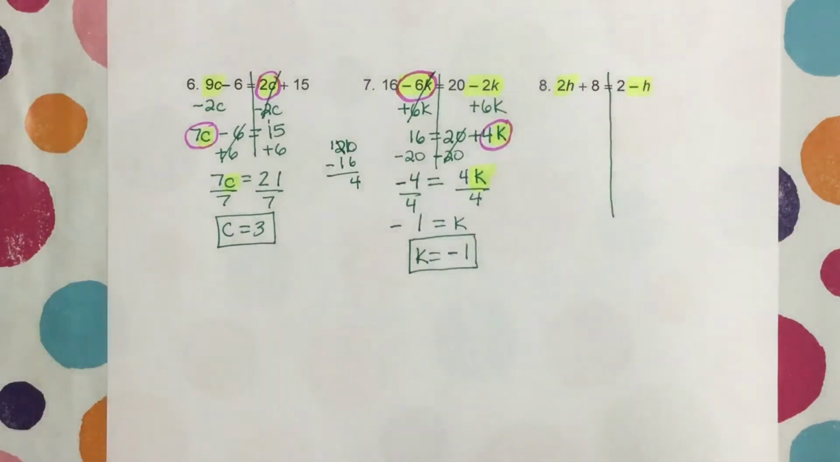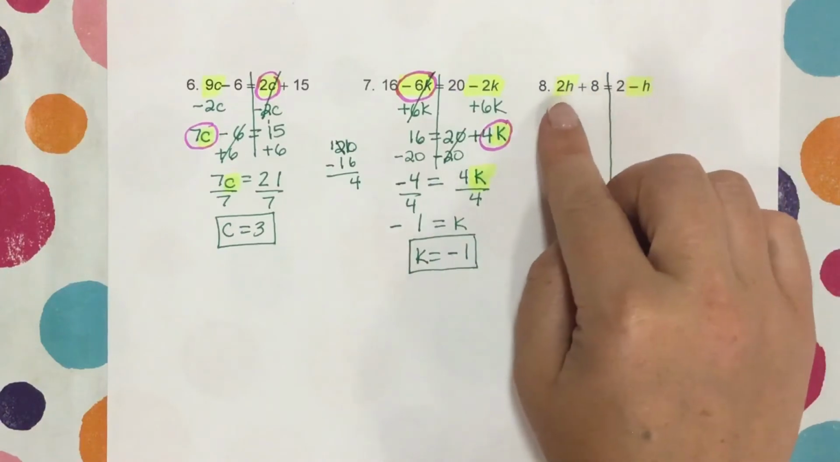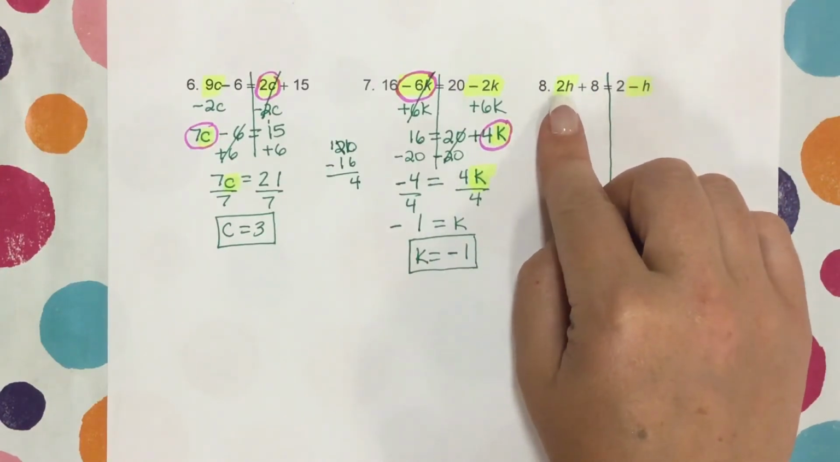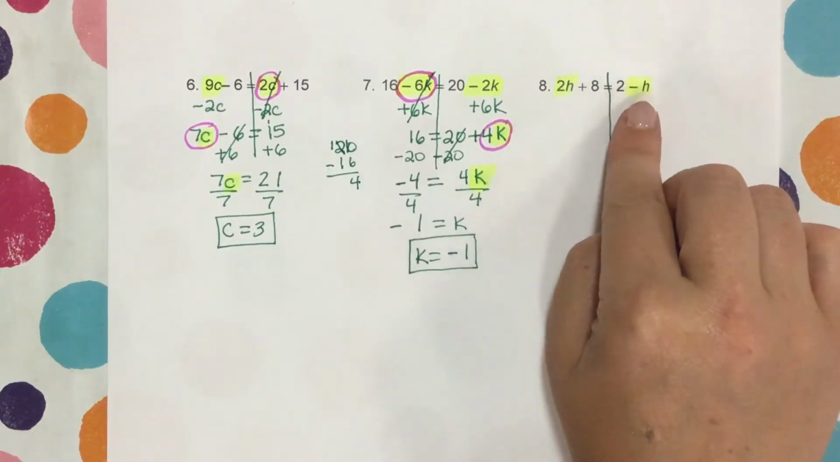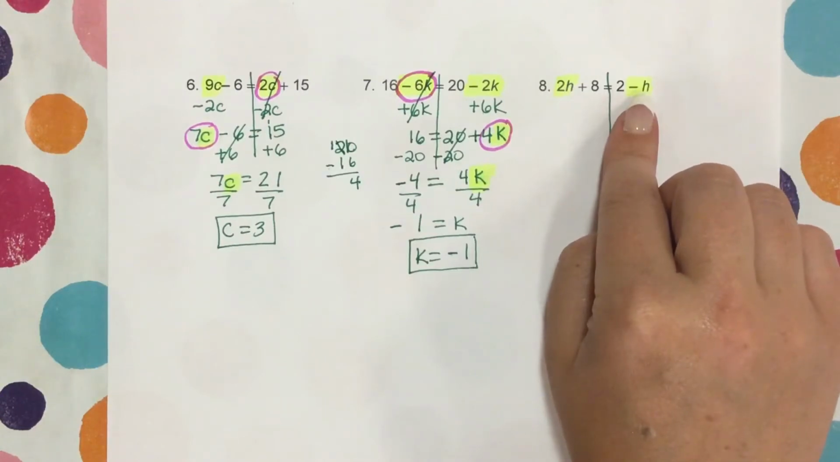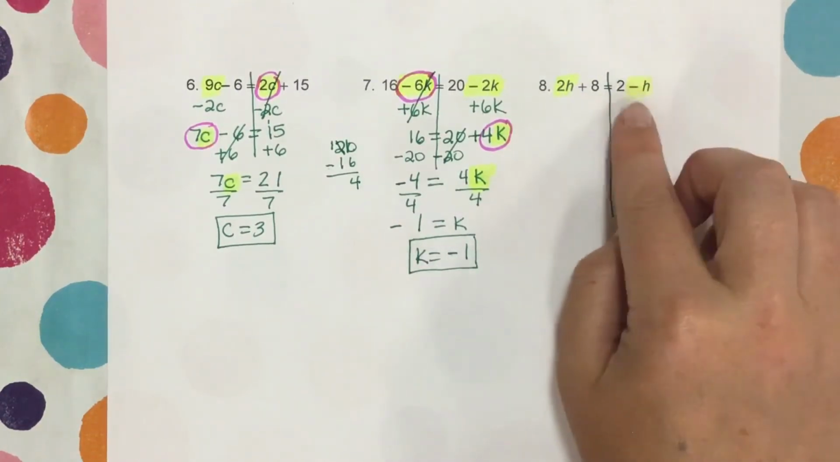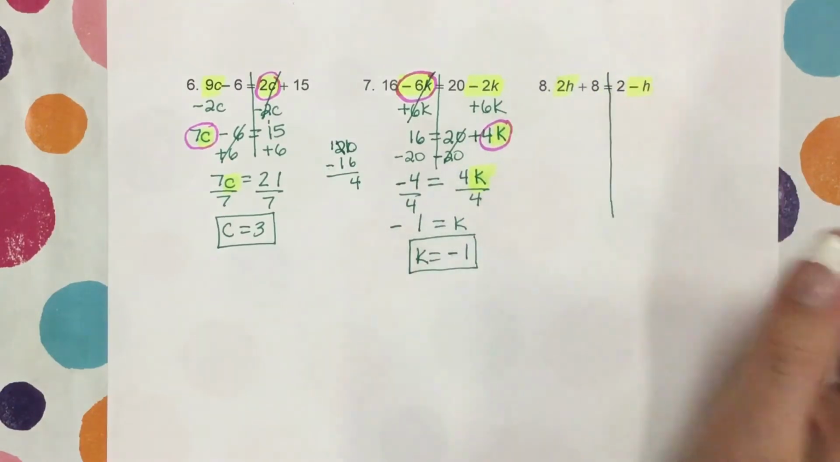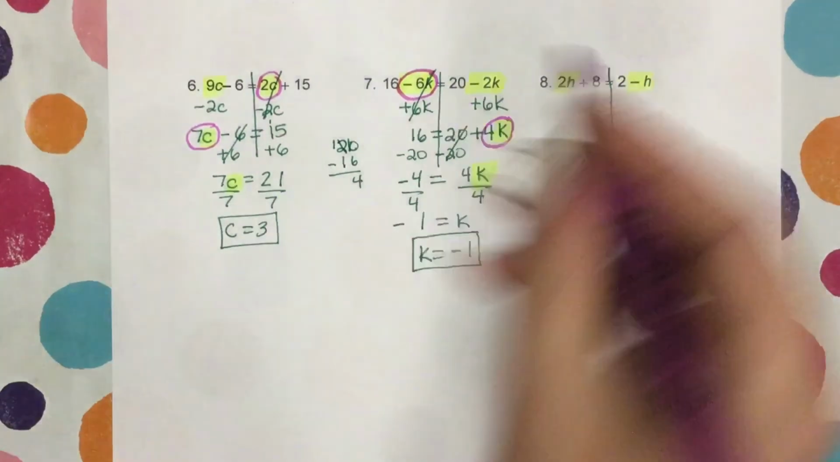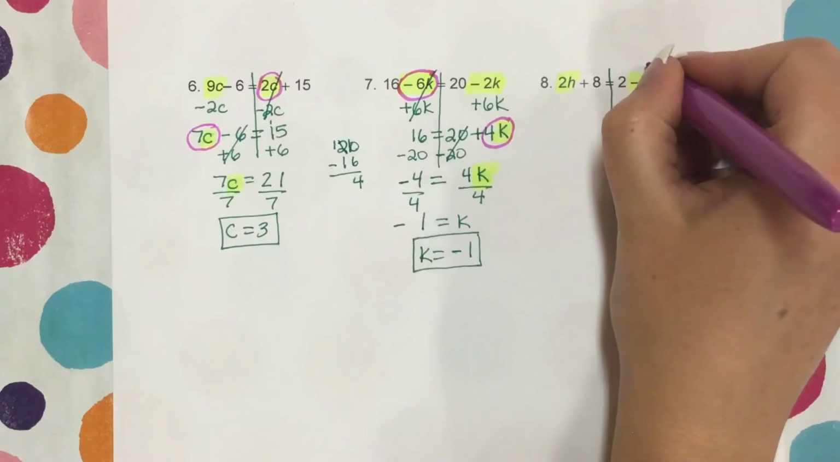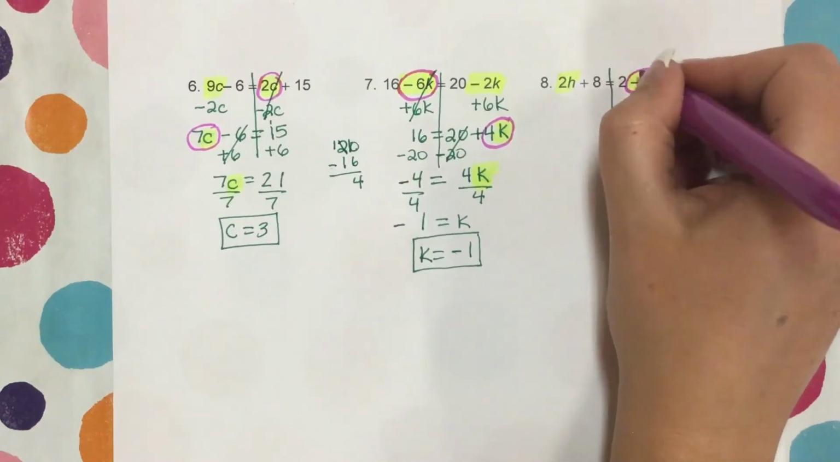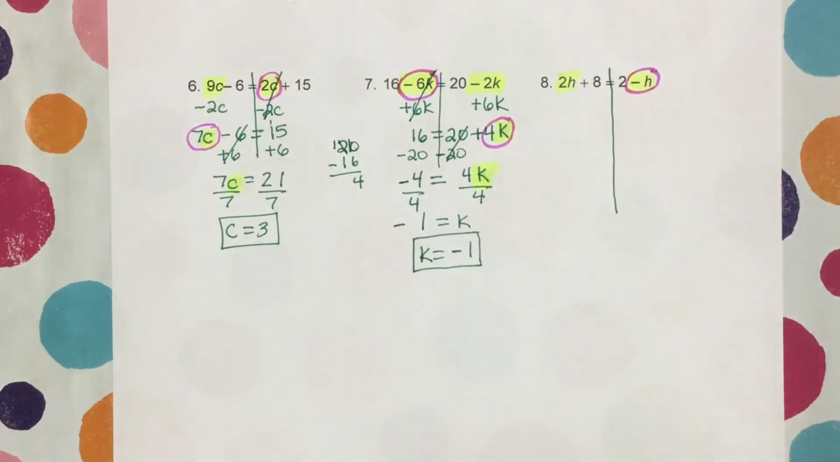Okay, so we're trying to determine what is the lesser coefficient. Remember, coefficient is the number in front of the variable. So the number in front of the variable here is 2. The number in front of the variable here is negative 1. Which one is the lesser coefficient? The negative number is always going to be less than a positive number. So we know that this negative h has the lesser coefficient. So that's going to be the one that we're going to be moving.